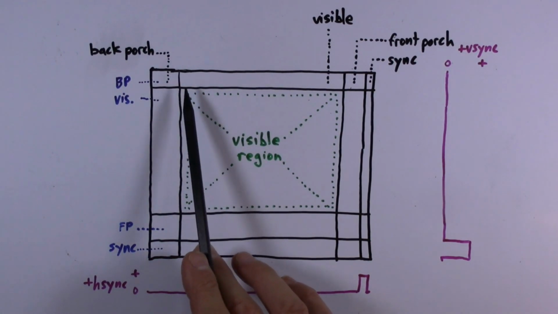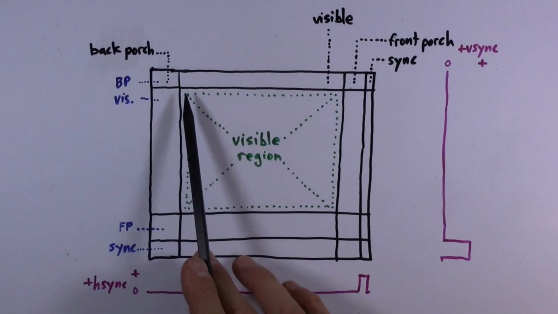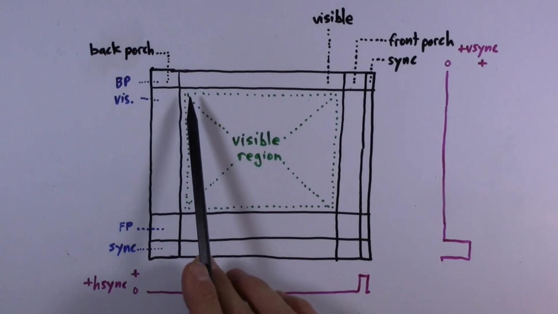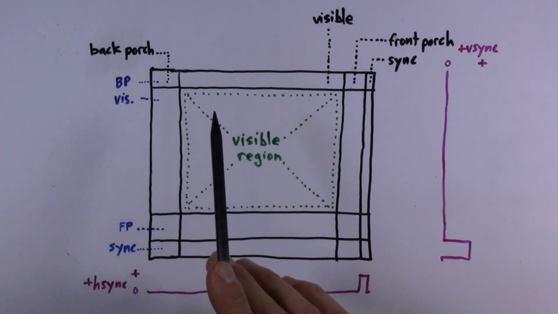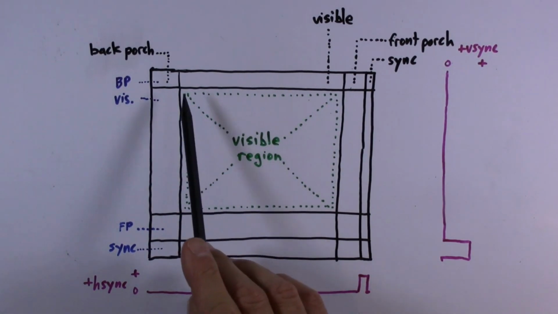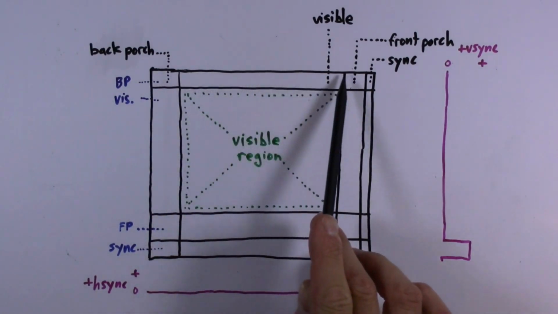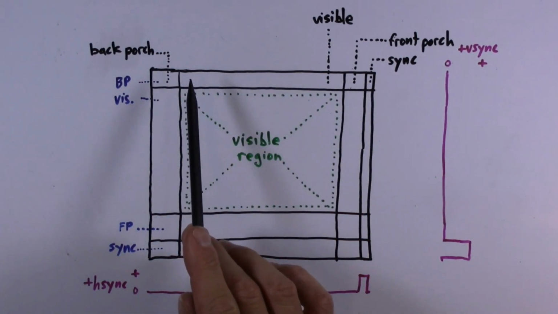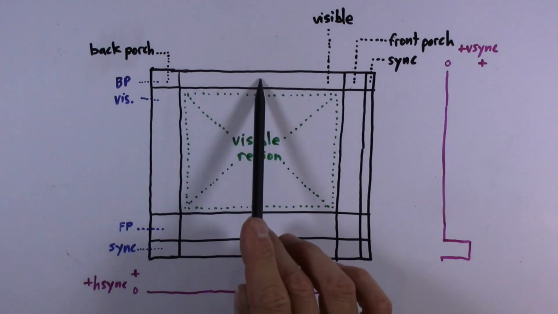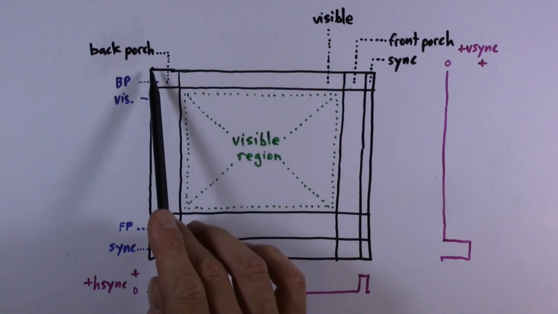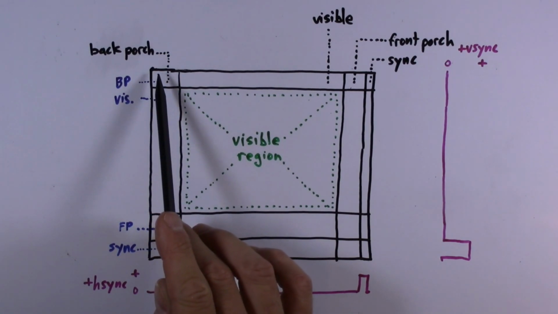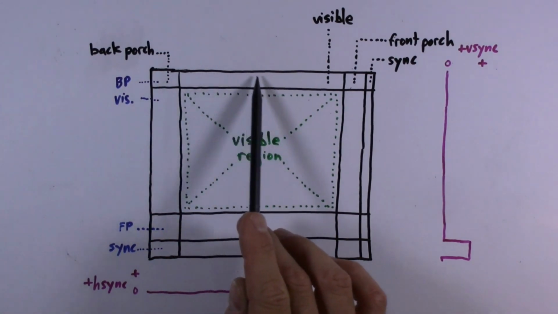However, not all of the time positions in the signal actually represent visible pixels. The visible pixels are only a subset of all of the pixels being generated. So let's first talk about the horizontal timing. As you can see, each row that is generated consists of 4 distinct regions: the back porch, the visible region, the front porch, and the sync region. And essentially, these are just a particular number of pixel times in each area.